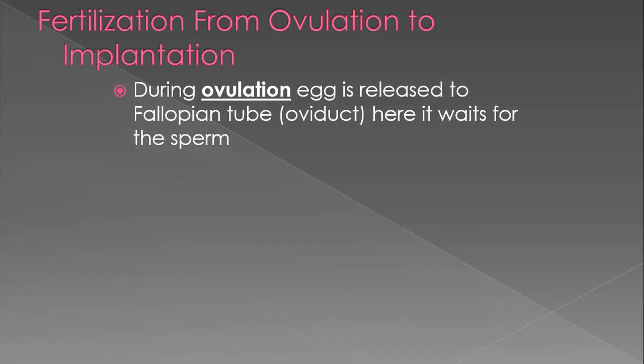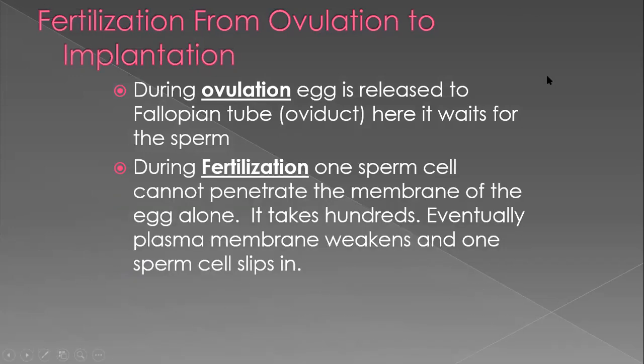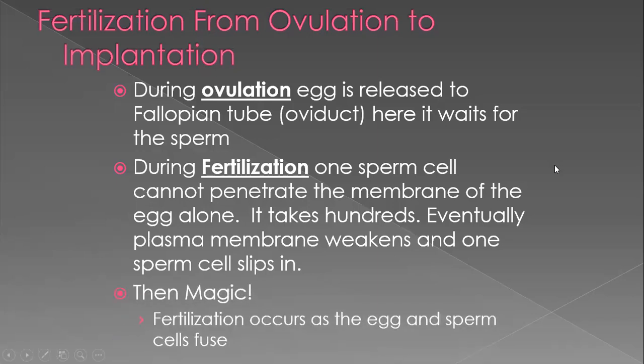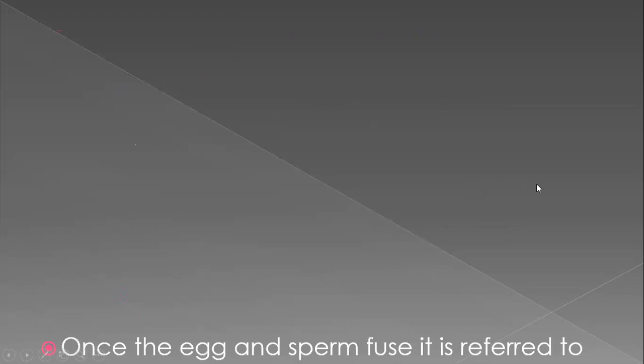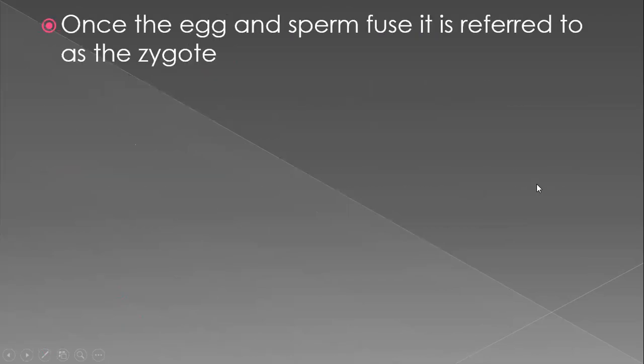How simple is that? During fertilization, one sperm cell cannot penetrate the membrane of the egg alone. It takes hundreds. Eventually, the plasma membrane weakens and one sperm cell slips in. So that's fertilization. Then, magic. Fertilization occurs as the egg and sperm fuse together. Once the egg and sperm fuse, it is referred to as a zygote, vocabulary term there.